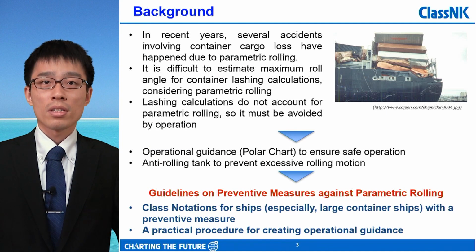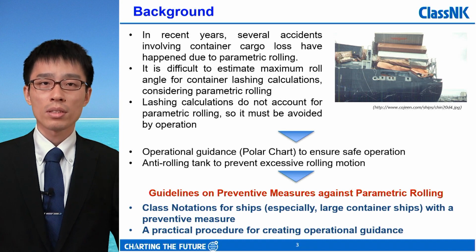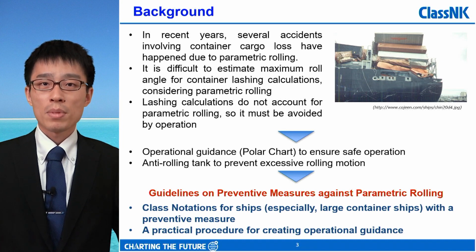In recent years, several accidents involving container cargo loss have happened due to parametric rolling. Parametric rolling occurs in head sea or following sea. Excessive rolling motion could result in the failure of the container securing system, but it is difficult to estimate maximum roll angle for container lashing calculations considering parametric rolling. Lashing calculations do not account for parametric rolling, so it must be avoided by appropriate operation.